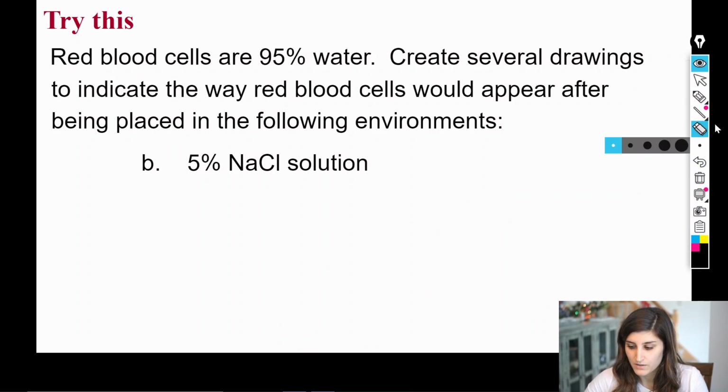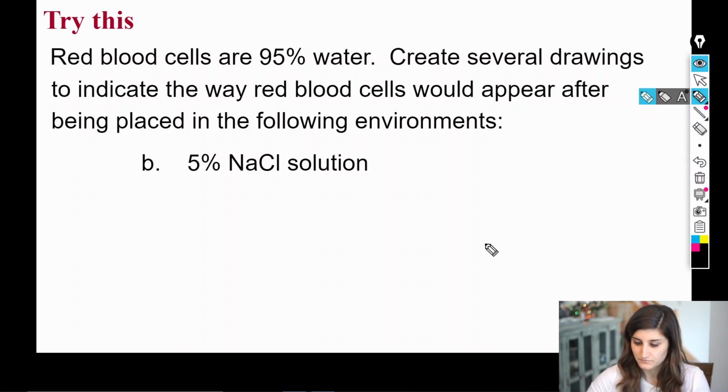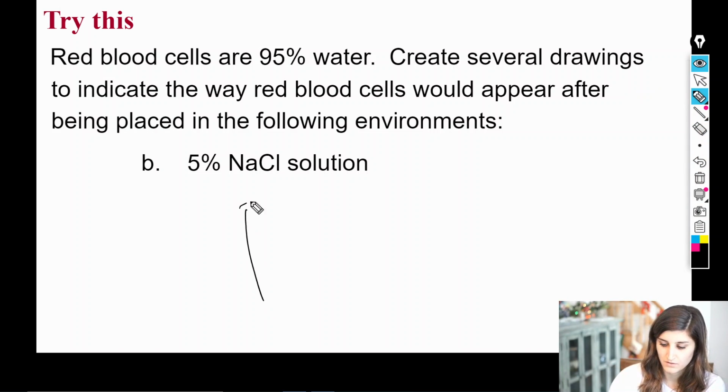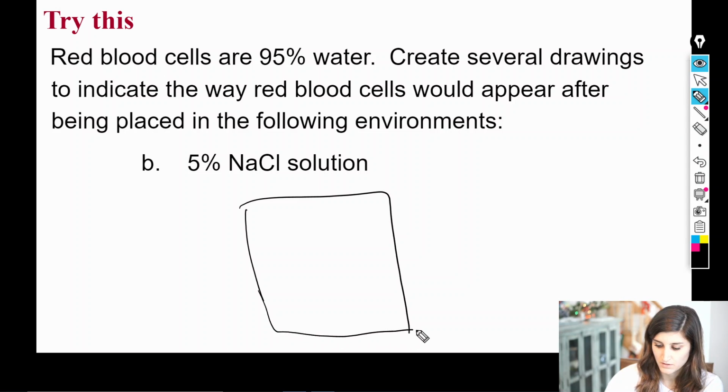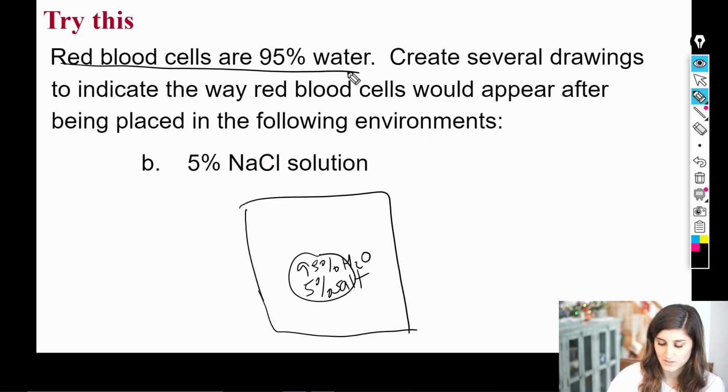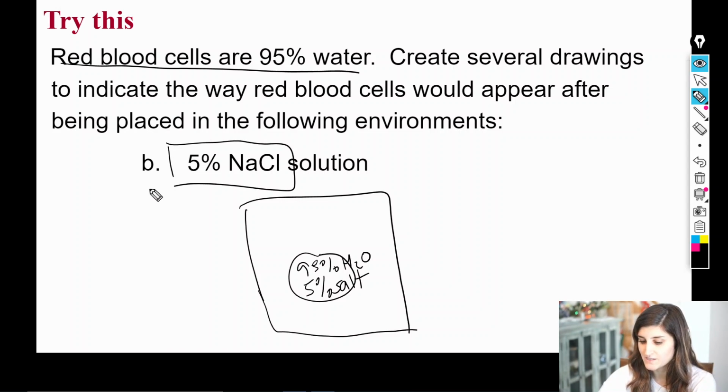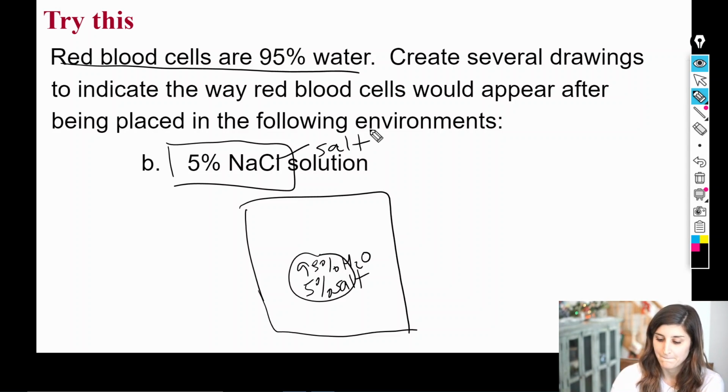Okay. All right, so our next example. We still are going to have our same red blood cells. So same thing, 95% water, 5% salt, right? We got that right from the top, the same scenario. But this time we're putting it into a 5% salt solution. So NaCl, that means salt. Right, like that's table salt. Okay, so we're putting it into our environment. Our solution is 5% salt.